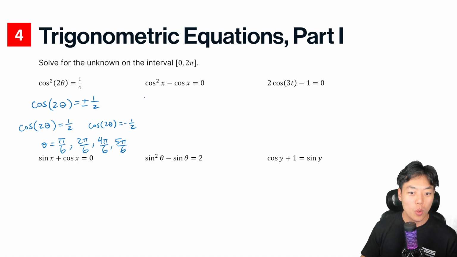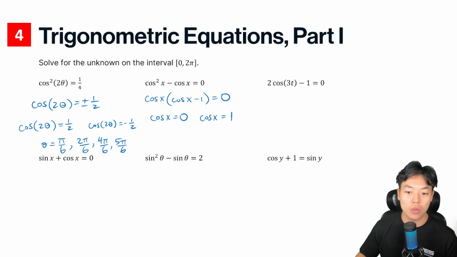Let's solve this one. We want to factor out a cosine of x. So we have cosine of x times cosine of x minus 1, and either of these could equal 0. So cosine of x will equal 0, or cosine of x will equal 1. Once we set this equal to 0, bring the 1 to the other side.